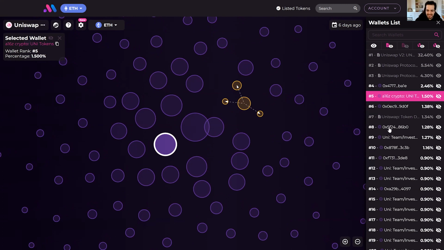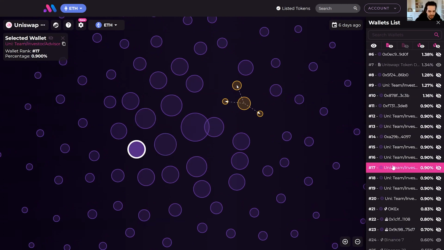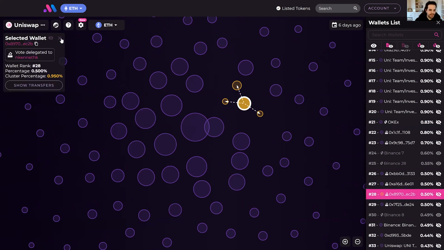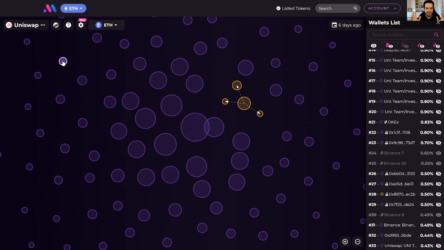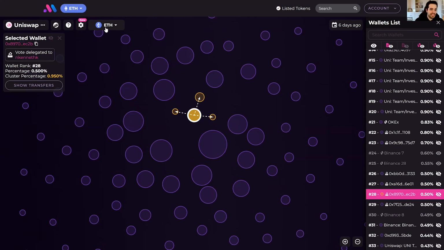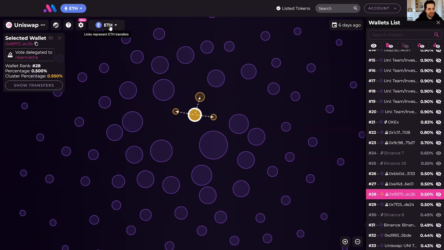And of course, as you go down the rankings, as you go down the holders list, bubbles become smaller and smaller. But then the best part is that you can see relationship between wallets. You can see hidden transfers between the holders of Uni. For example, we have a cluster here on the bubble map of Uniswap. And since we're on the Ethereum mode, links represent Ethereum transfers.